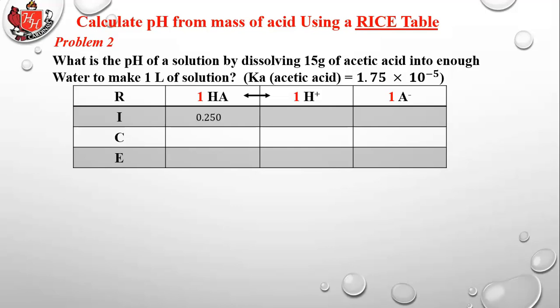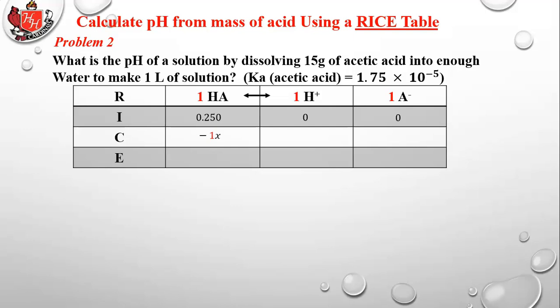Okay, so we have a concentration of 0.25. We got that from the previous problem. We're going to start off with an initial hydronium ion concentration of 0 and an initial conjugate weak base concentration of A- of 0.